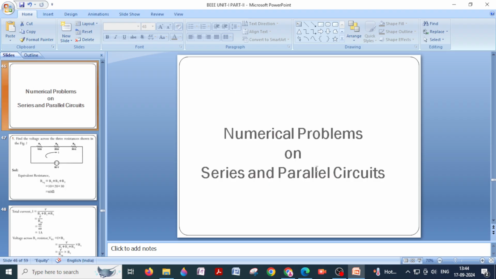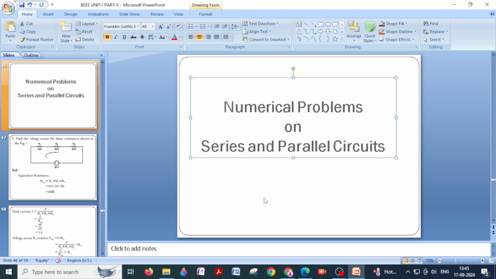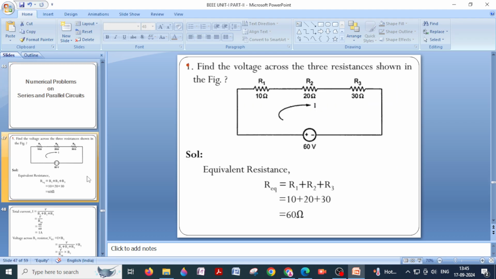Numerical problems on series and parallel circuits. So in this numerical problem, we have to find the voltage across the three resistances shown in the figure. So here we can see three resistors R1, R2 and R3. Resistance of R1 is 10 ohms. Resistance of R2 is 20 ohms. Resistance of R3 is 30 ohms.